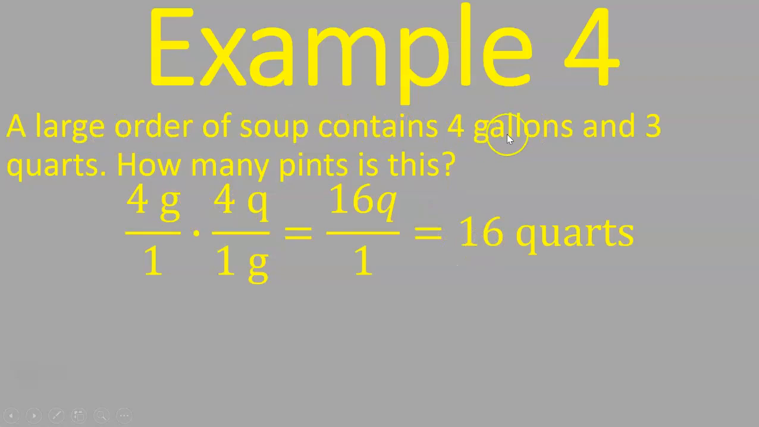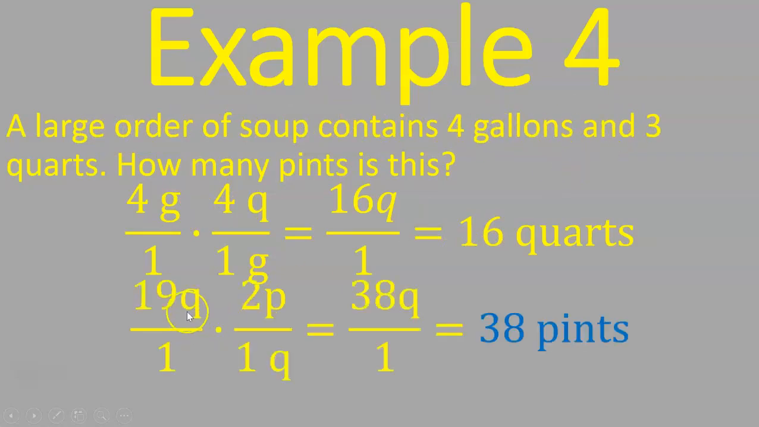A large order of soup contains 16 quarts and 3 quarts. Well, 16 quarts and 3 quarts, that's 19 quarts. Okay, that's where the 19 comes from. We got these extra 3 quarts. And now there's 2 pints in 1 quart. The quarts cancel. 19 times 2 is 38. So this is 38 pints of soup. That is a large order indeed. So there's hopefully lots of people eating that soup. But again, we have several units, so you kind of have to go one unit at a time.